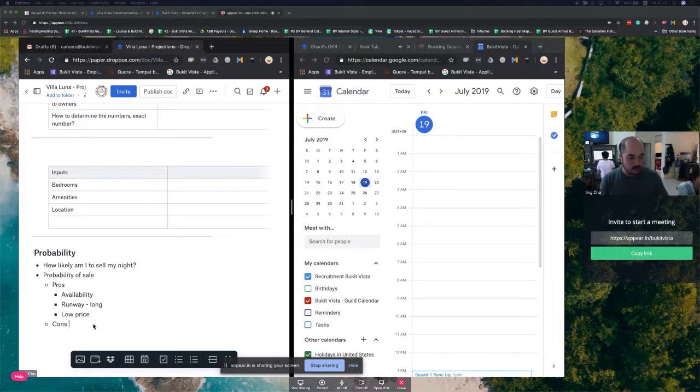Okay. Gap nights? What about gap nights? Are they easier to sell or not? Gap nights is actually kind of interesting. Are you familiar with the idea of gap nights?